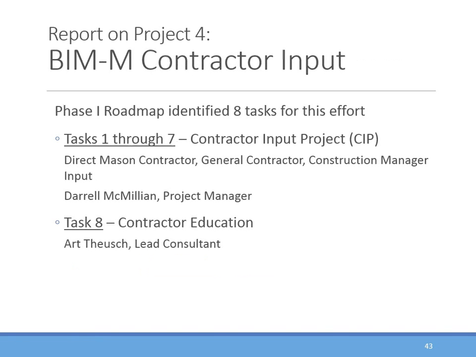Hello, everyone. I'm going to be talking about Phase 2, Project 4, which is contractor input is the general heading for that. Once we got started, as far as implementing this project, we realized that we probably should do a little split here. The Phase 1 roadmap identified 8 tasks, and so we divided tasks 1 through 7 into one project, which we're calling Contractor Input Project. And of course, task 8 is Contractor Education, which Art is going to speak to once I am done. Next slide, please.